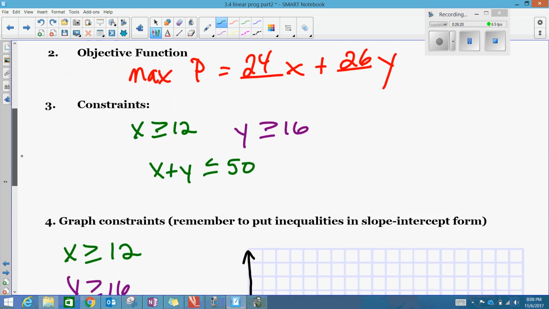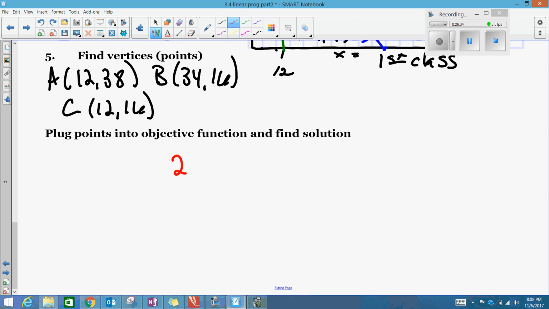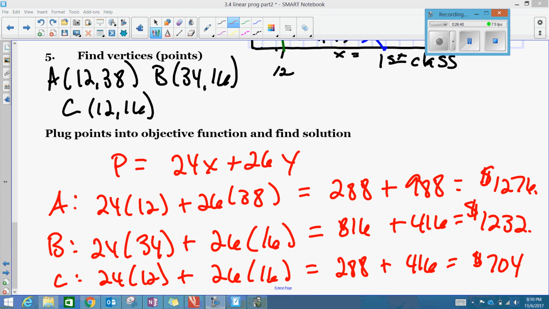So 24x plus 26y is our objective function. So I'm going to stop this real quick and do the math, and you guys do it along with me just to save time because this video is getting too long. Okay, so I stopped the video and did the math, but you guys can stop the video yourselves again and look at it and see how I did it. If you don't understand how I got those numbers, I just plugged our vertices into our objective function.